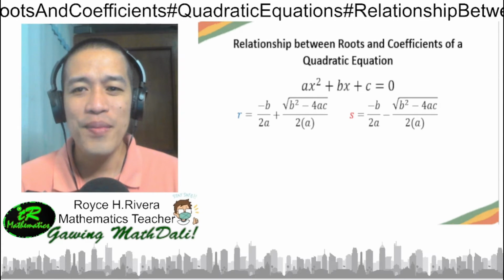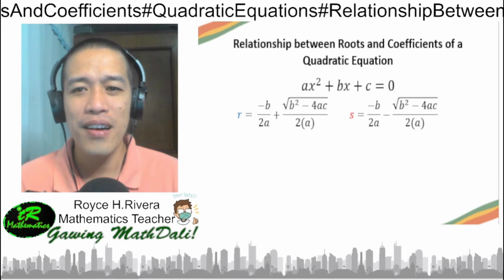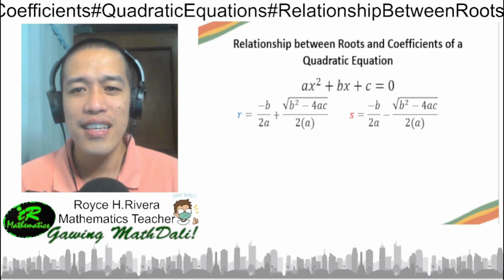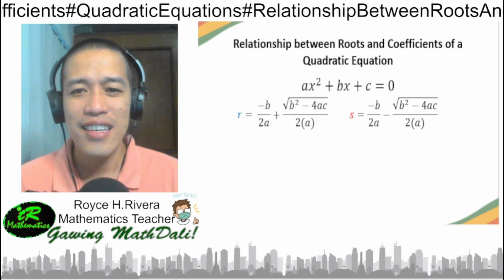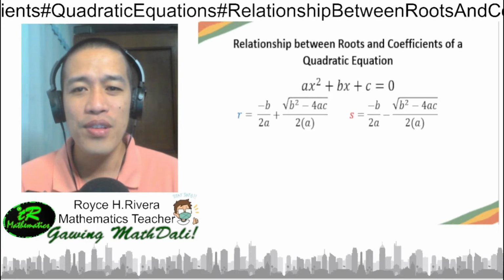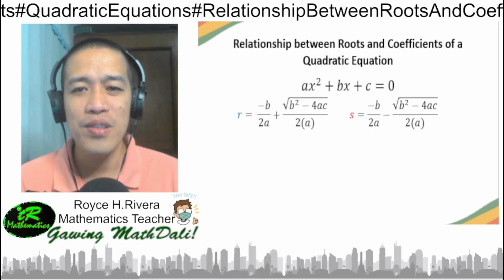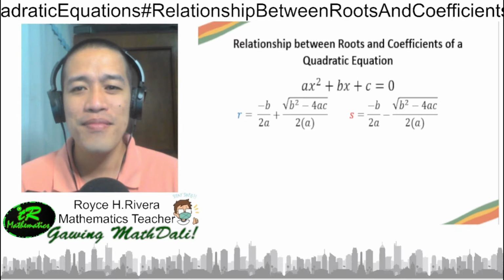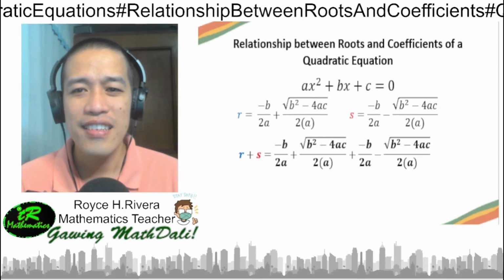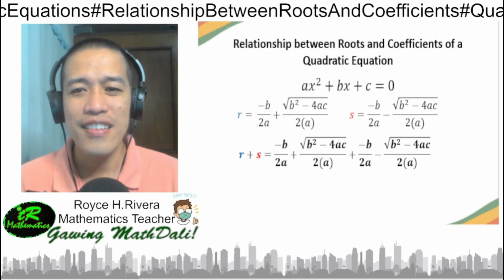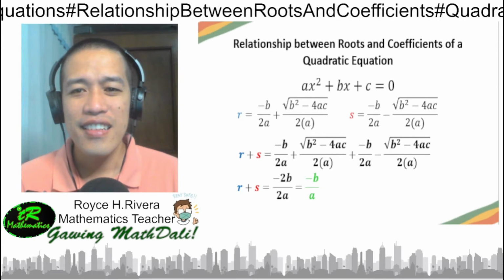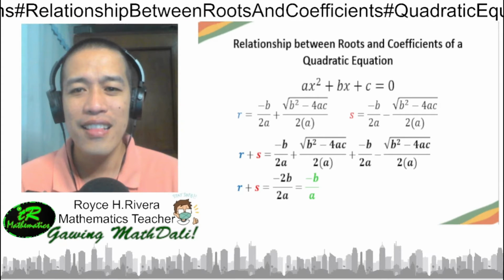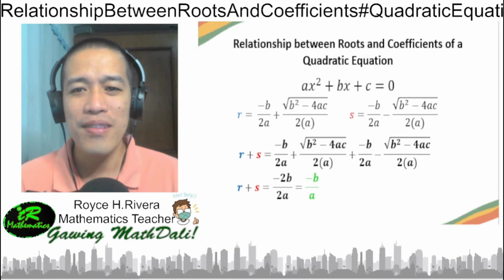by quadratic formula, R equals negative of B over 2A plus the square root of B squared minus 4AC all over 2A. And S is equal to negative of B over 2A minus the square root of B squared minus 4AC all over 2A. If we get the sum of these roots, we will get negative B over A. So the sum of the roots is negative of B over A.